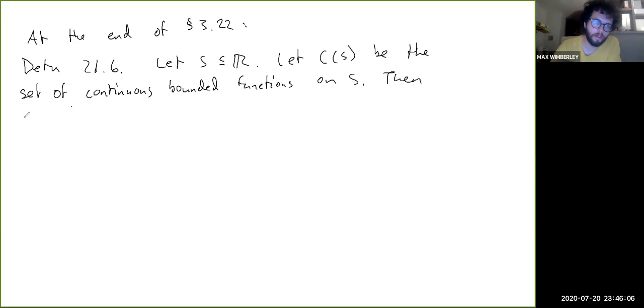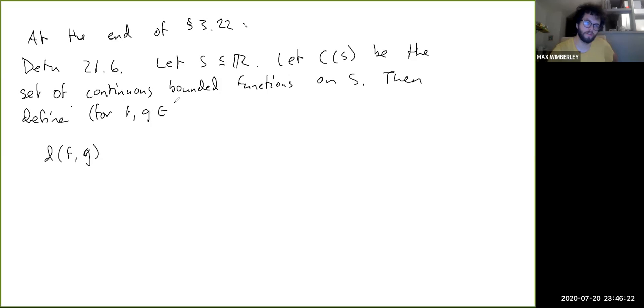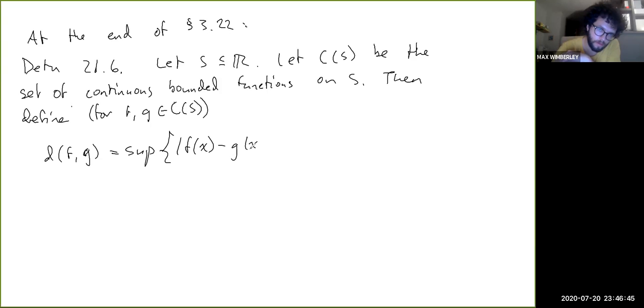Then define D of F, G for F and G in C of S. The distance, we're gonna turn it into a metric space. So the distance between two bounded continuous functions on S is going to be the supremum of the difference of their values, or the distance between their values, for all x in S.